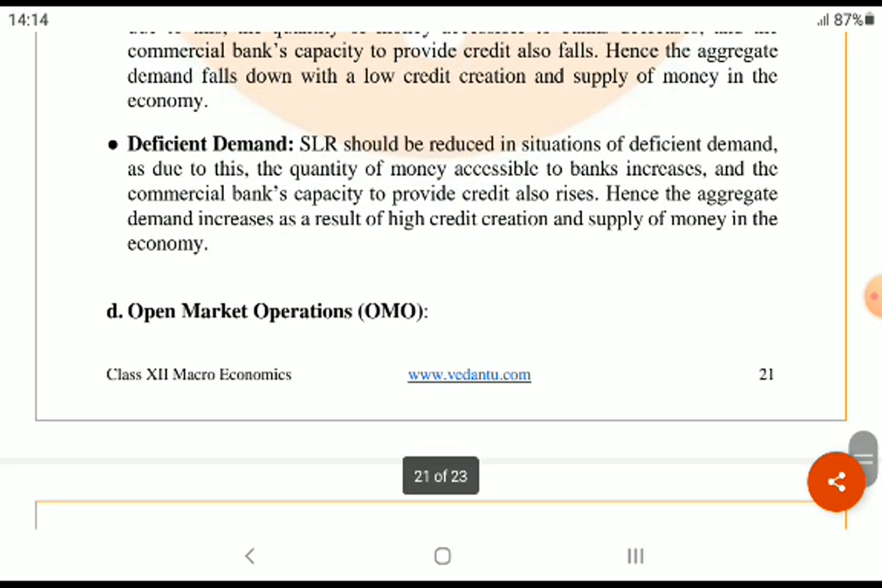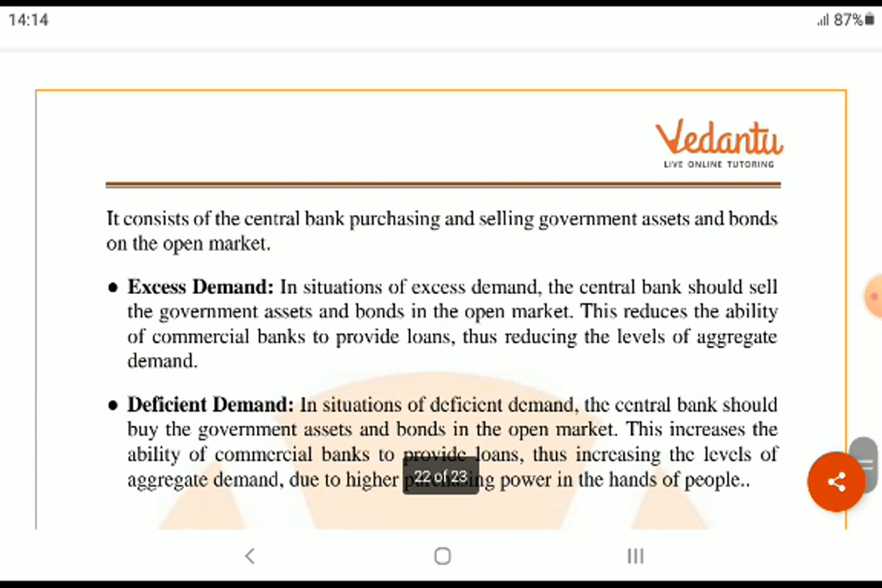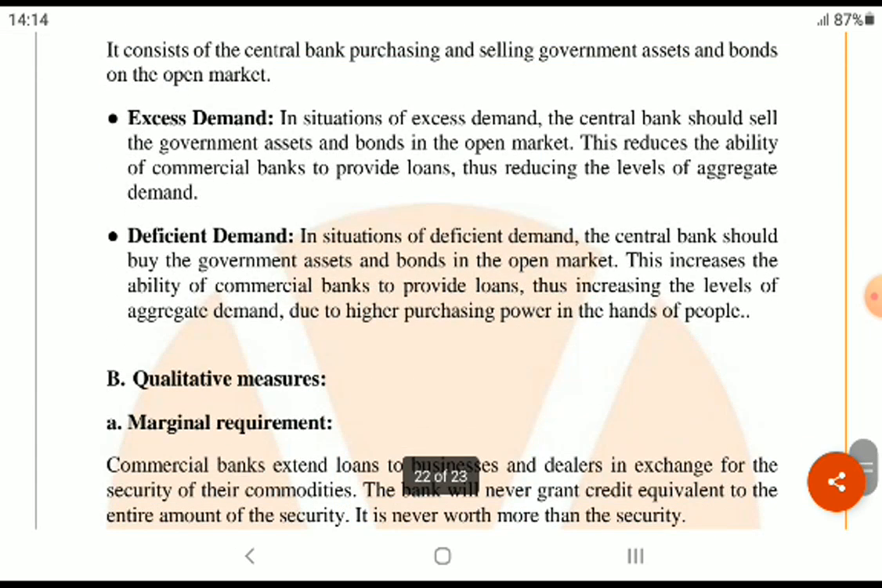Deficient demand: SLR should be reduced in the situation of deficient demand, as due to this the quantity of money accessible to banks increases and the commercial bank's capacity to provide credit also rises. Open market operation, OMO. It consists of the central bank purchasing and selling government assets and bonds on the open market.